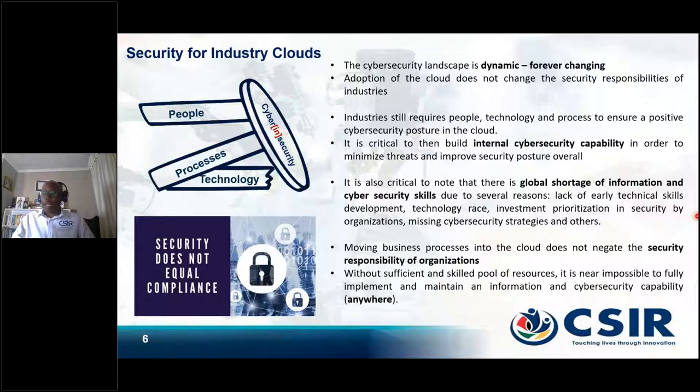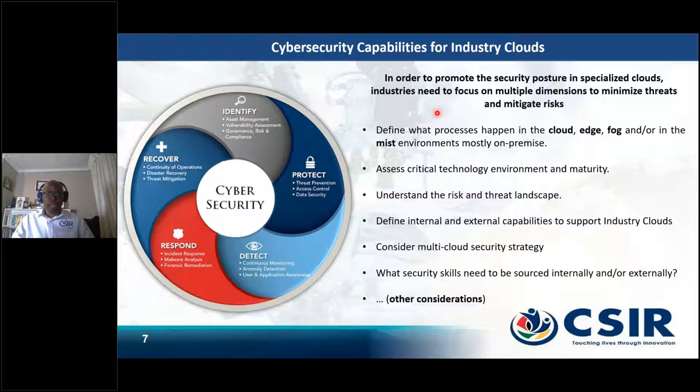And then the next point that I want to deal with is the issue of the capabilities that are required in the cloud or for industry clouds. And generally, these would happen even in the cloud, in the edge, in the fog, in the mist environments, as I've shown earlier, and also in the environments where there is not even a cloud. But what is important in order to promote security posture in these specialized clouds is that organizations, one, need to at least define what are some of these processes or activities that would be happening across these different layers, because that tells what needs to be protected by the cloud provider, what needs to be protected by the internal organization, and what other capabilities probably need to be outsourced to third-party service providers.